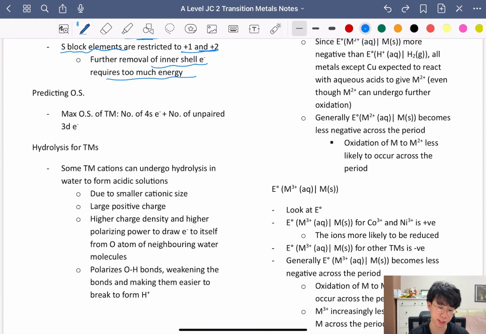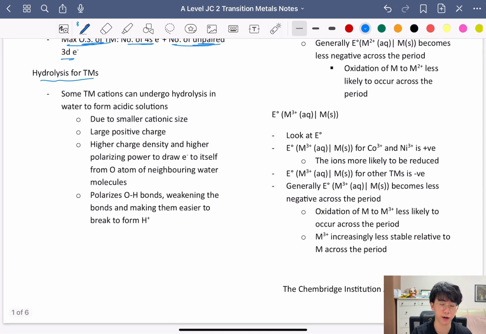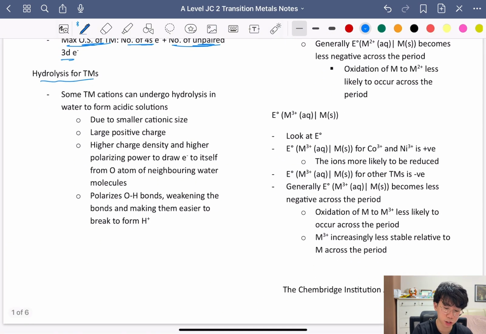You can predict oxidation states by using the number of 4s electrons and adding it up to the number of unpaired 3d electrons. Hydrolysis for transition metals is also very common to see. Some transition metal cations can undergo this hydrolysis, and this is mainly because they have a smaller cationic size and a larger positive charge. This gives rise to a higher charge density and a higher polarizing power to draw electrons to itself from the O atom of the neighboring water molecules.